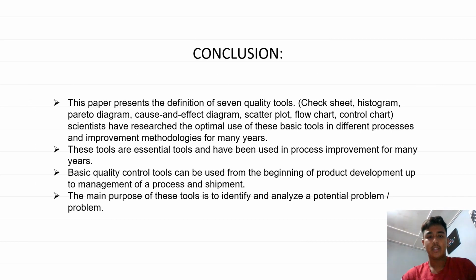Lastly, conclusion. This paper presents the definition of 7 quality tools: check sheet, histogram, Pareto diagram, cause and effect diagram, scatter plot, flowchart, control chart. Scientists have researched the optimal use of these basic tools in different process and improvement methodologies for many years. These tools are essential and have been used in process improvement for many years.